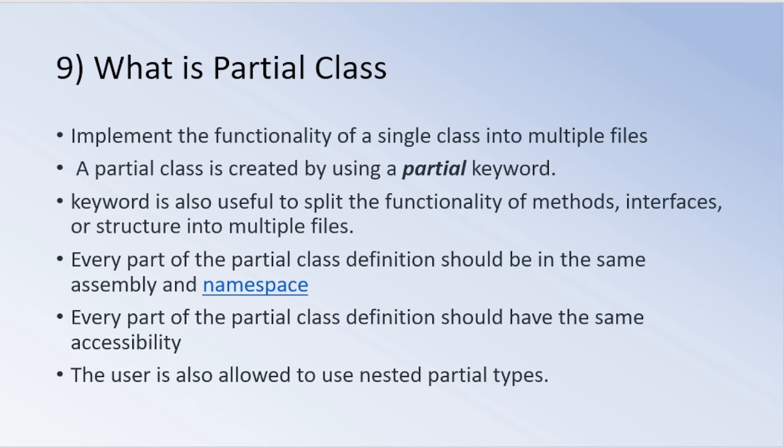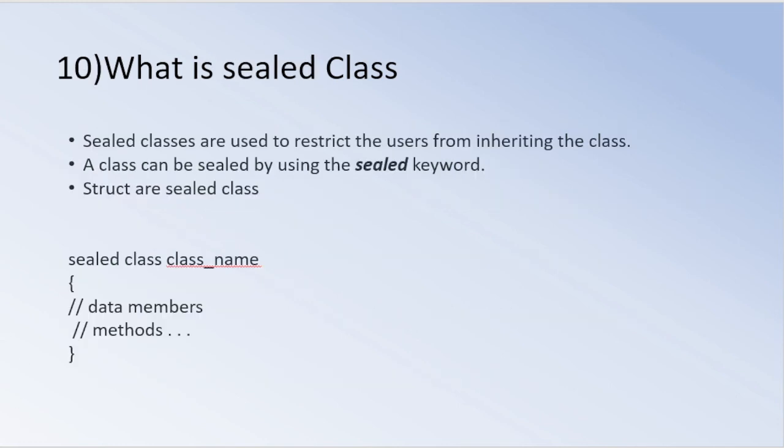So that's it for the partial class. I hope you all are getting the points which I am trying to make you understand. Okay, then moving to the next question, that is, what is a sealed class? Sealed classes are used to restrict the user from inheriting the class. A class can be sealed by using the sealed keyword. The keyword tells the compiler that the class is sealed and therefore cannot be extended. No class can be derived from a sealed class. One example of a sealed class is a struct. Okay, I have also provided the syntax for the sealed class. Please have a look at it.